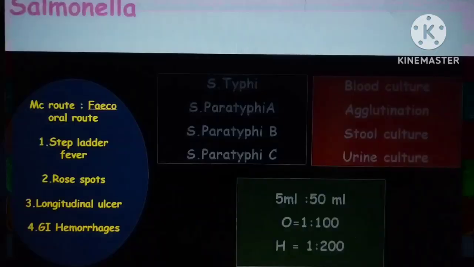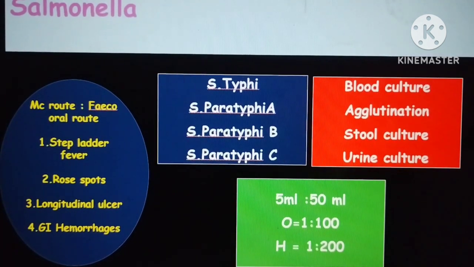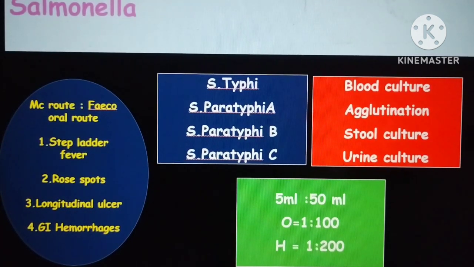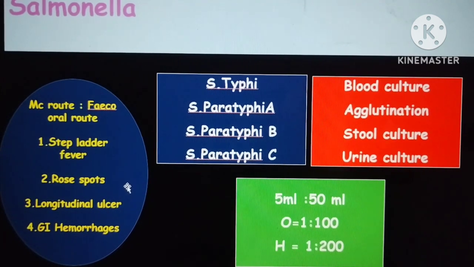So the next species is Salmonella. Here you want to remember the species: typhi, paratyphi A, paratyphi B and paratyphi C. What is the most common route? Yeah, the fecal-oral route, and it usually causes enteric fever, and there will be rose spots, and a longitudinal ulcer will be there in the intestine, and GI hemorrhages. Longitudinal ulcer is usually present in Salmonella, whereas transverse ulcer is usually seen in tuberculosis.